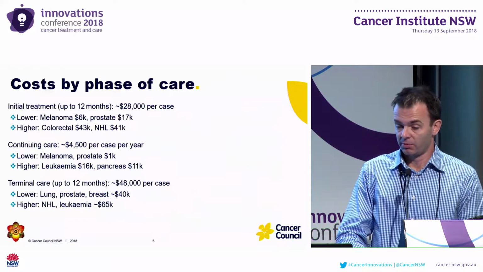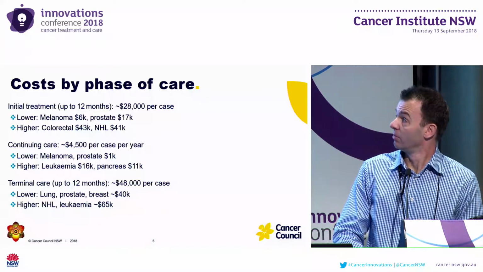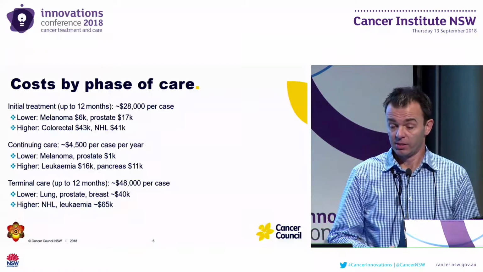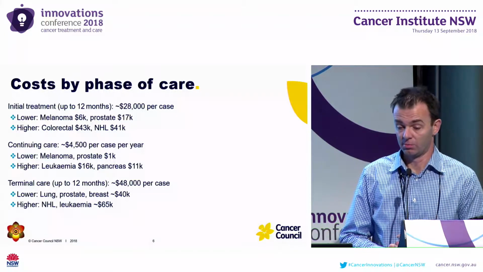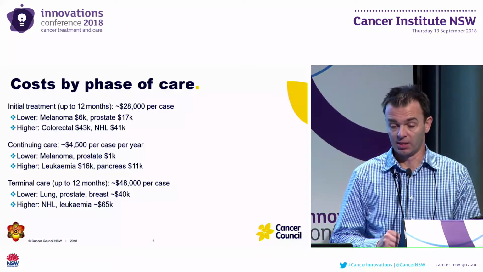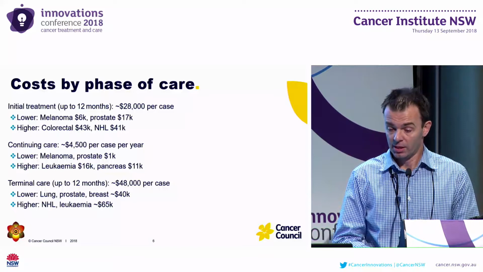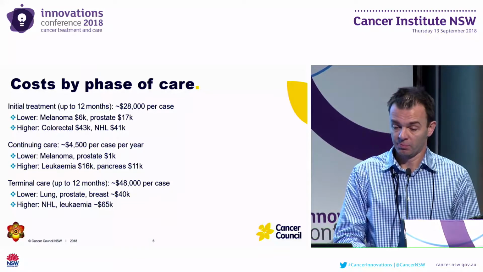And we also looked at cost by phase of care. There are 3 different phases that we investigated. So there's the initial treatment phase, which was around $28,000 per case. There was quite a bit of variation by cancer type. As mentioned earlier, melanoma and prostate cancer were at the lower end, and higher for colorectal cancer and non-Hodgkin lymphoma.